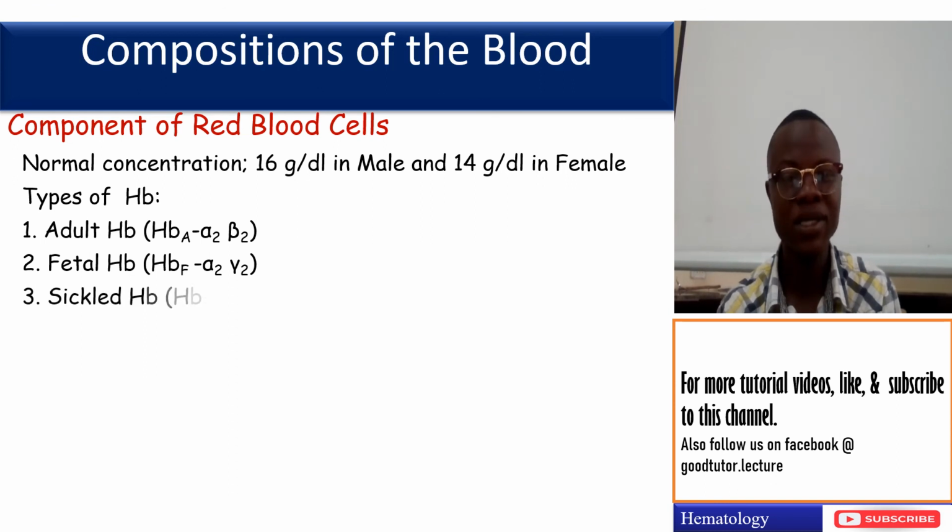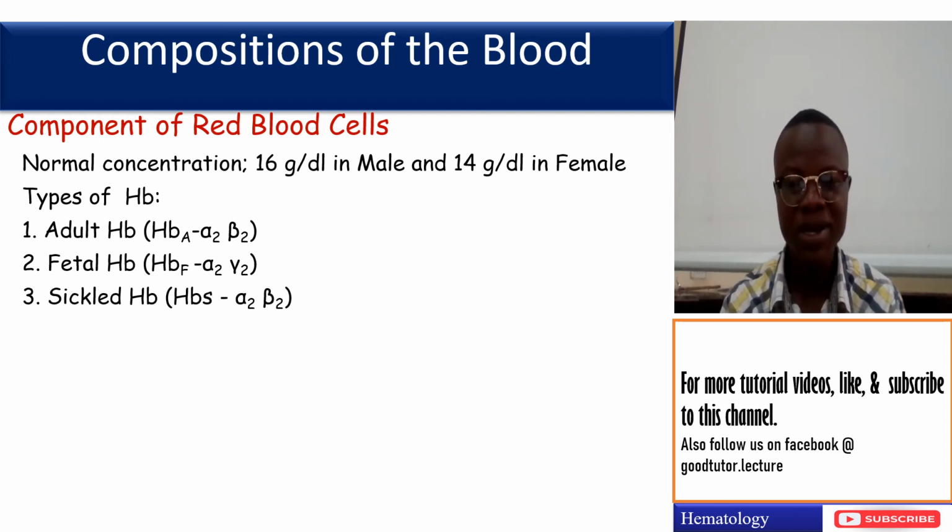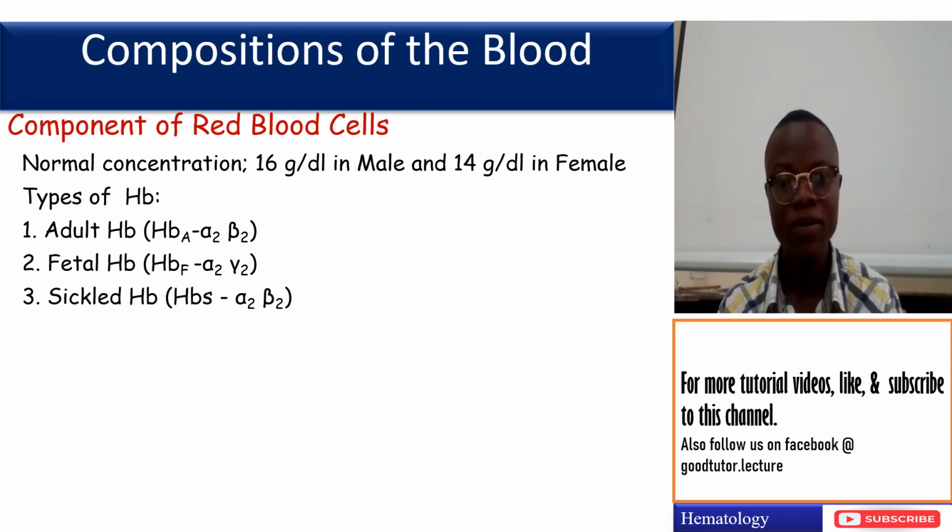Lastly, we have the sickle cell hemoglobin, which is usually exhibited in the disease state of sickle cell anemia, and the globin chains, there are also four. We have two alpha and two beta. However, in the beta chain, we have a mutation that occurs at the sixth position between valine and glutamate. So this usually causes the red blood cell to become sickle shaped when exposed to stress.